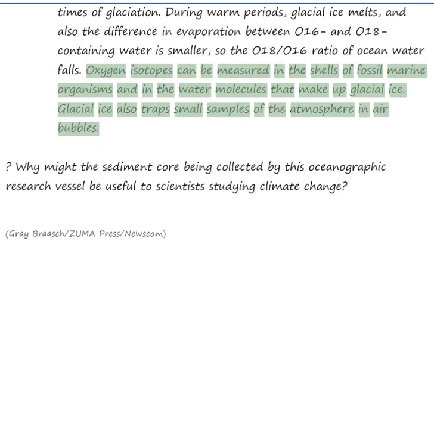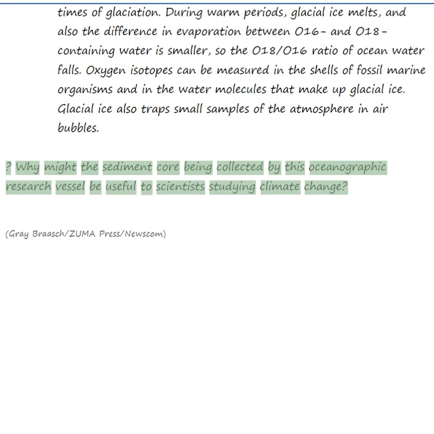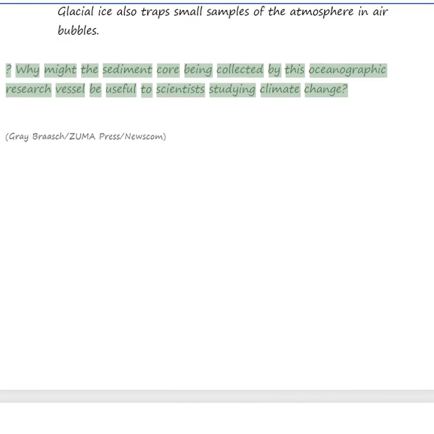Oxygen isotopes can be measured in the shells of fossil marine organisms and in the water molecules that make up glacial ice. Glacial ice also traps small samples of the atmosphere in air bubbles. Why might the sediment core being collected by this oceanographic research vessel be useful to scientists studying climate change?